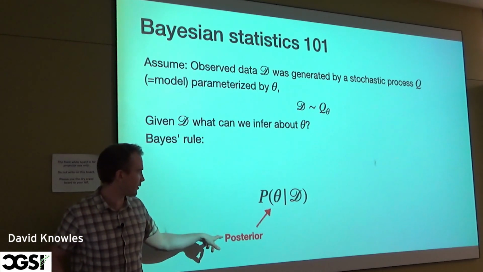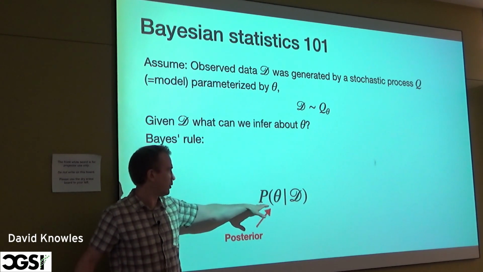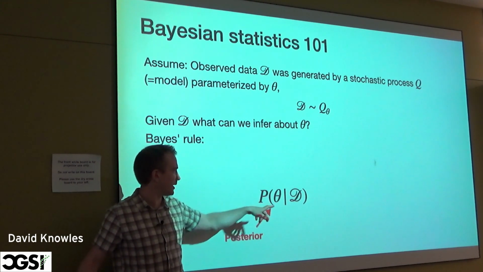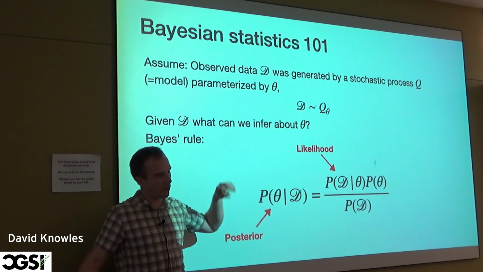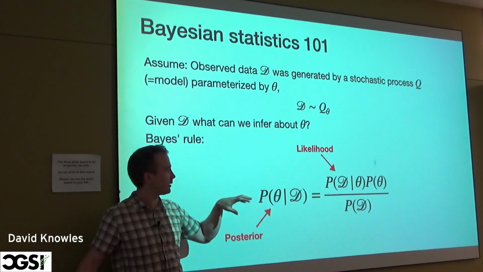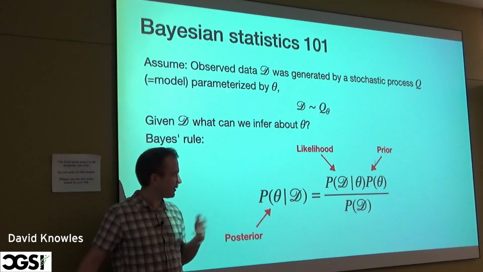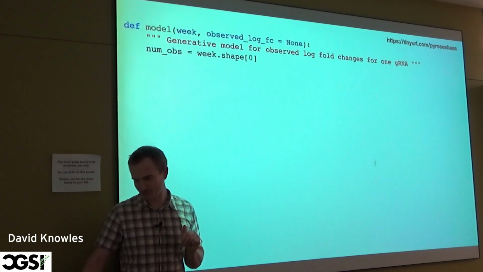It says that the posterior distribution, so this is the belief over what the reasonable parameters theta are given the data, is equal to the likelihood, which is the probability of the observed data conditional on some parameters, times a prior that we're going to have to specify, and this kind of annoying evidence term that I will avoid talking about.